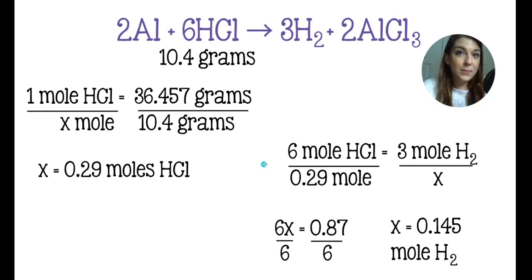We have in our balanced equation 6 moles of hydrochloric acid giving us 3 moles of hydrogen gas, but we're only working with 0.29 moles of hydrochloric acid. So X would represent the number of moles of hydrogen that we can get from this reaction. Solving for X, we get X is equal to 0.145 moles of hydrogen.